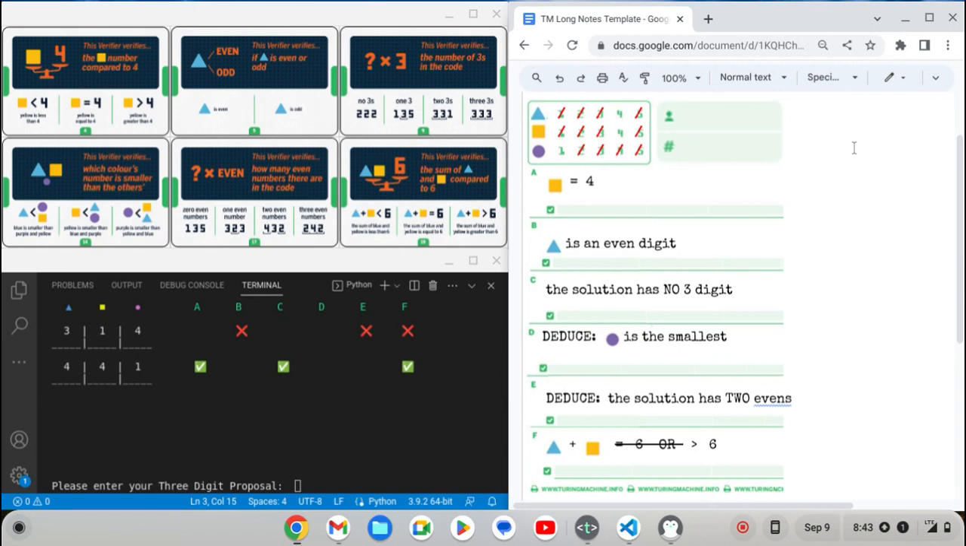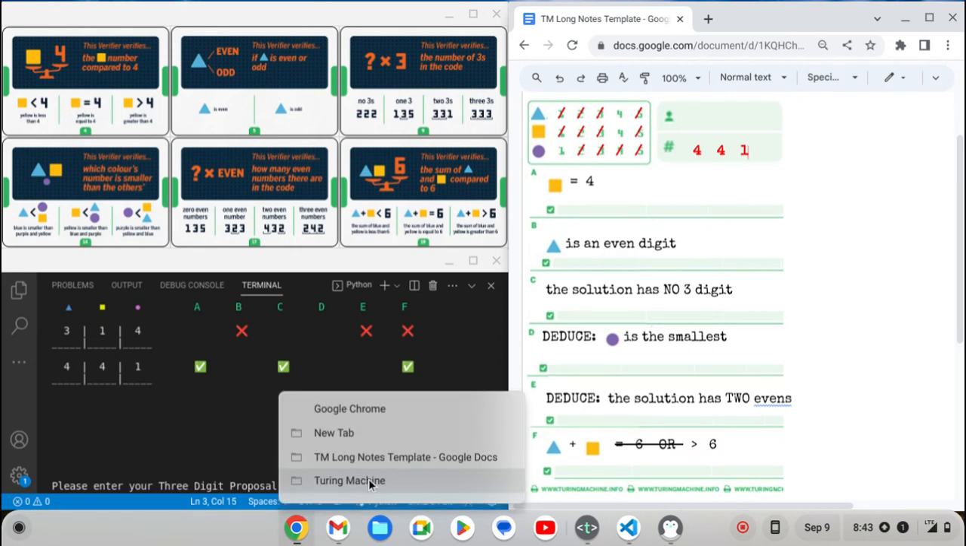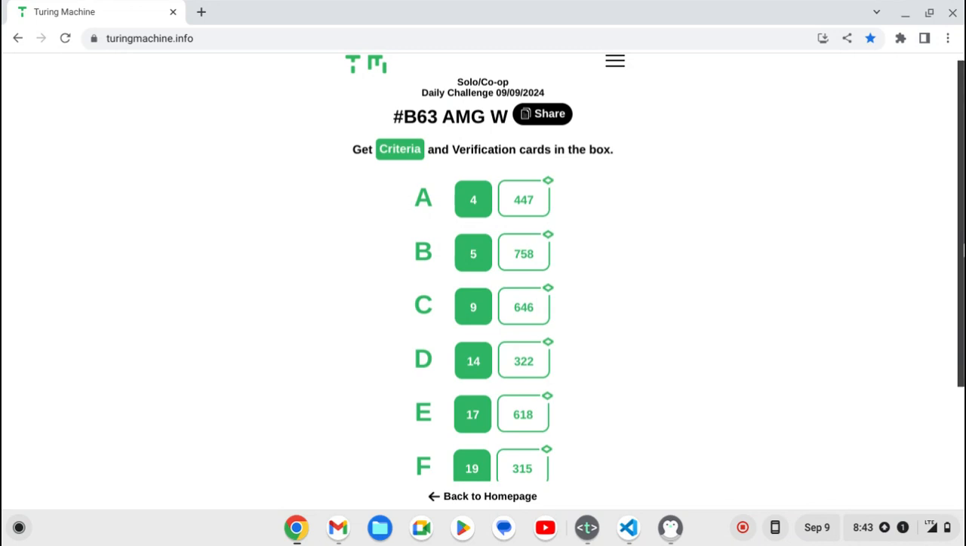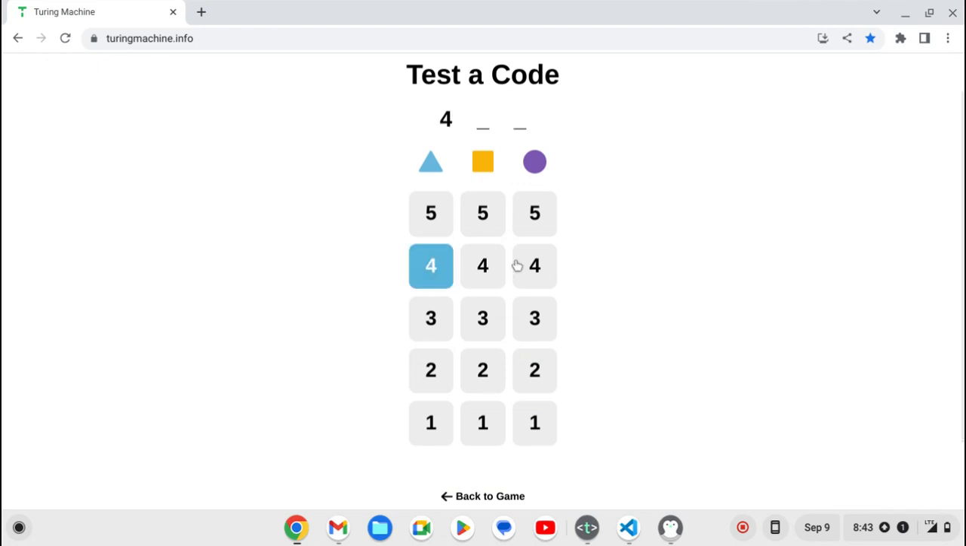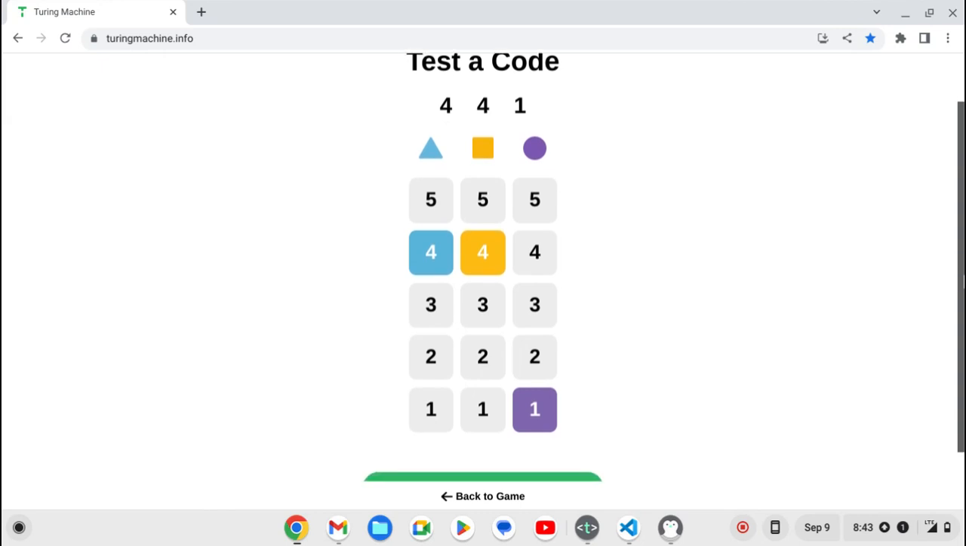Oops. Uh-oh. Let's see if I can fix this. Seems to be a bit of a lag. 441. Okay, well, let's go and confirm. All right, so we're proposing that the solution is 441.